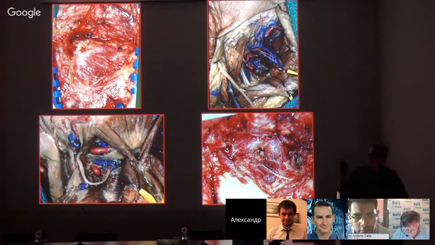If you do the approach, the transcondylar approach, I do only two planes of muscle. I don't do muscle by muscle. But the trick is to find C1, the posterior arch of C1. How do you find this? With the finger.